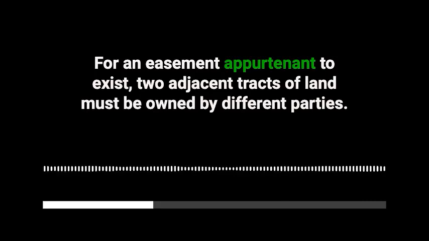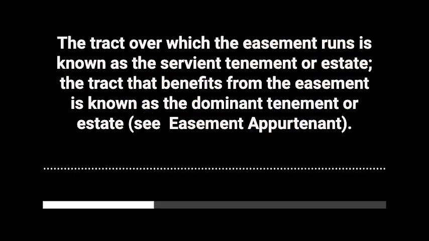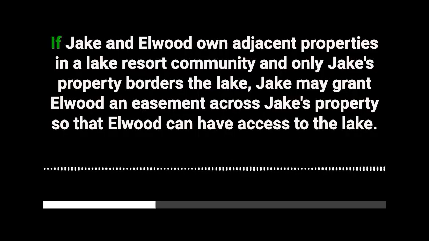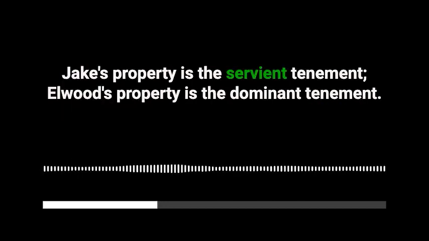For an easement appurtenant to exist, two adjacent tracts of land must be owned by different parties. The tract over which the easement runs is known as the servient tenement or estate. The tract that benefits from the easement is known as the dominant tenement or estate. Example: if Jake and Elwood own adjacent properties in a lake resort community, and only Jake's property borders the lake, Jake may grant Elwood an easement across Jake's property so that Elwood can have access to the lake. Jake's property is the servient tenement. Elwood's property is the dominant tenement.